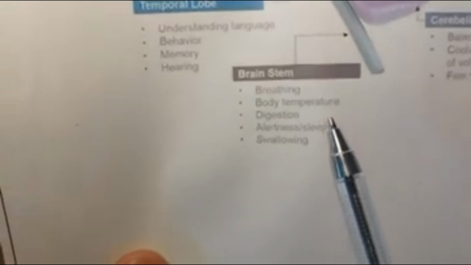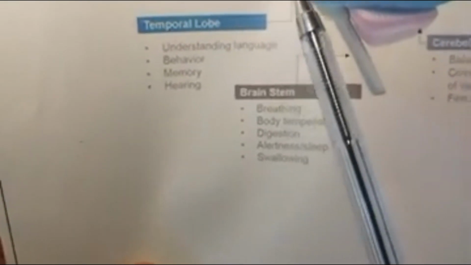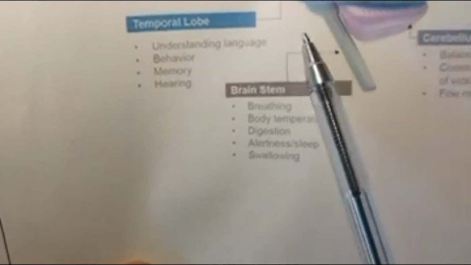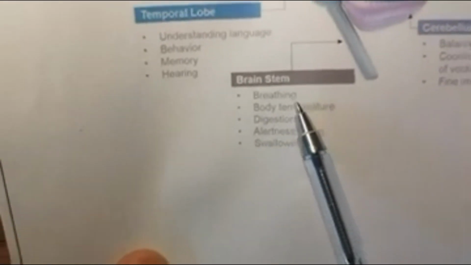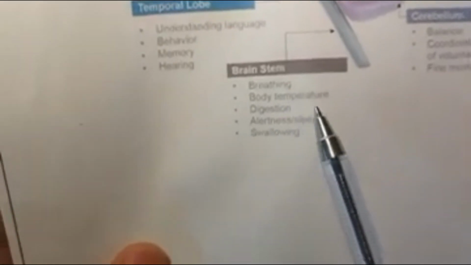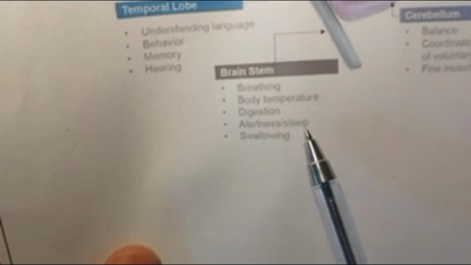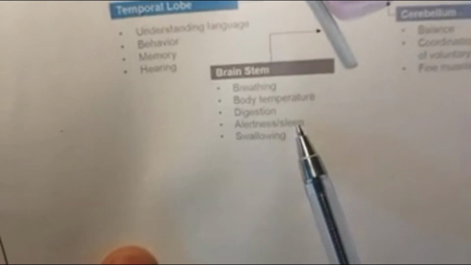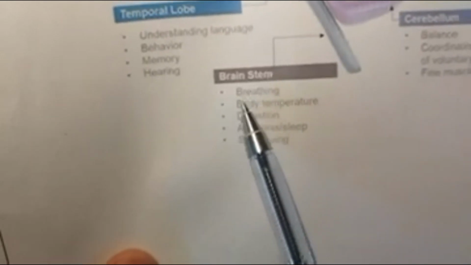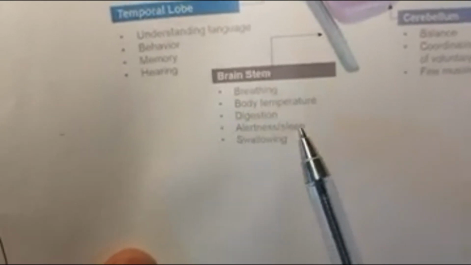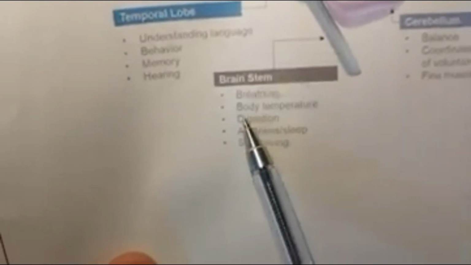Now the brainstem is actually made up of three structures: the midbrain, pons, and medulla. It functions for breathing, control of body temperature, control of digestion, sleep-wakefulness cycle, and control of swallowing. So lots of non-voluntary, involuntary functions of the body are controlled by the brainstem.